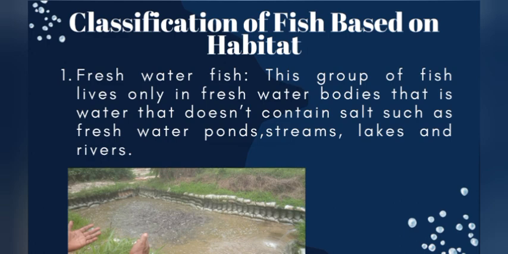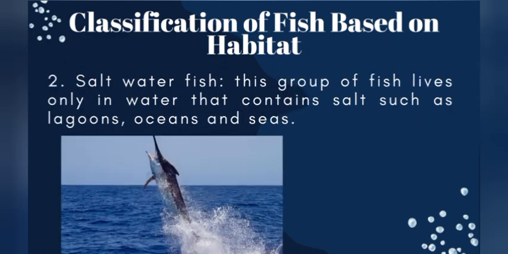While saltwater fish refer to the group of fishes that can live and reproduce successfully in saltwater bodies. Saltwater body refers to water that has a high degree of salinity, spelled S-A-L-I-N-I-T-Y. That has to do with the concentration of salt in any water body.